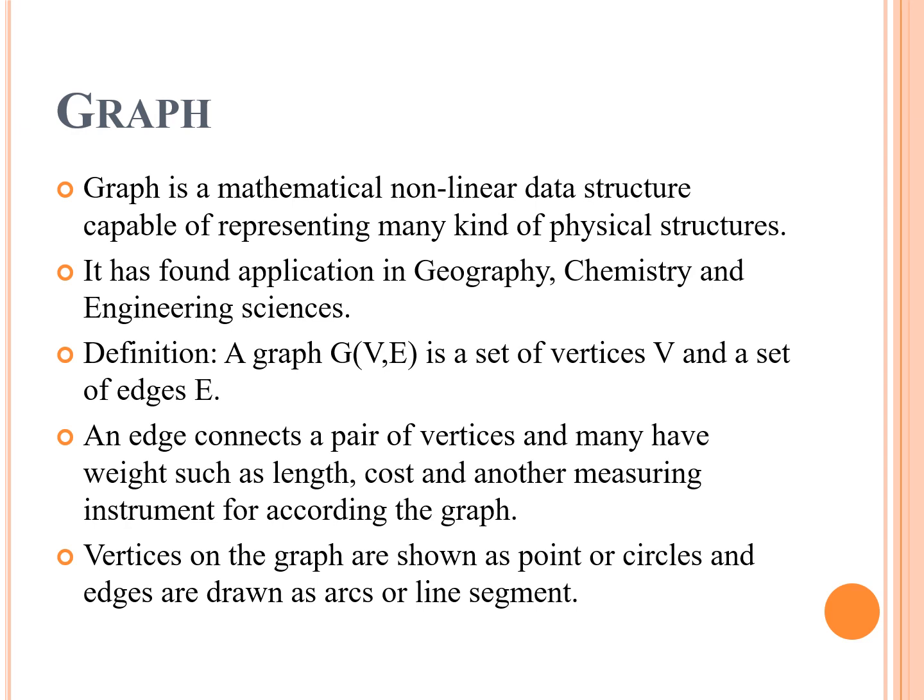Another classification of data structure is the graph. A graph is a mathematical non-linear data structure capable of representing many kinds of physical structures. It finds application in geography, chemistry and engineering science. To define a graph, we use G = (V, E). In this, V is the set of vertices and E is the set of edges. Edges connect a pair of vertices, and may have weights such as length, cost or another measure according to the graph. Vertices on the graph are shown as points or circles, and edges are drawn as an arc or a line segment.